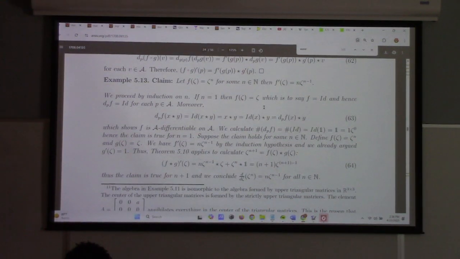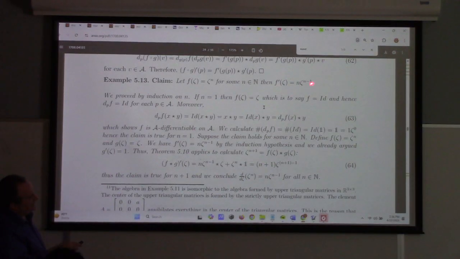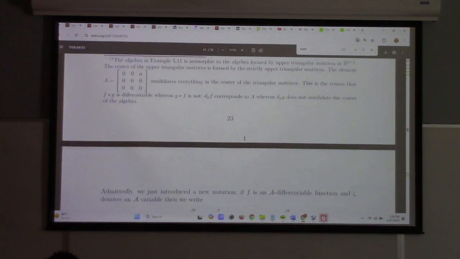If you had, for example, the nth power in the algebra, zeta to the n, well, the derivative of the zeta to the n function is n times zeta to the n minus 1. No shock there, right? So the power rule still works. You can define sine, cosine, exponential, all of your favorite elementary functions by their power series over the algebra, just the same.